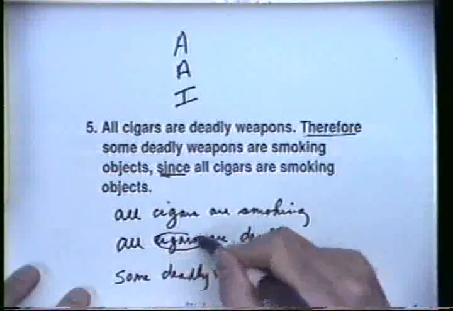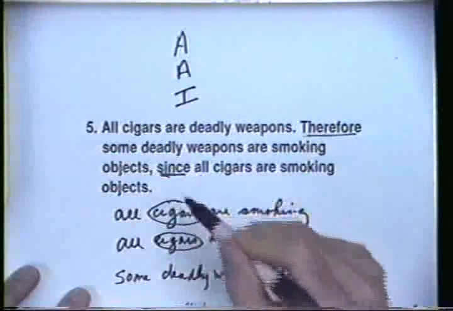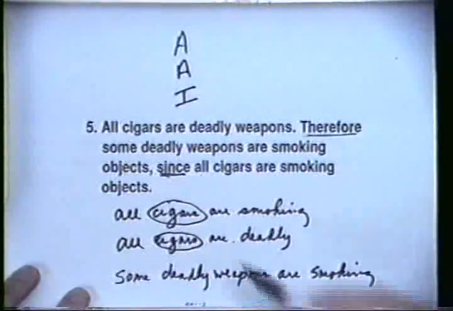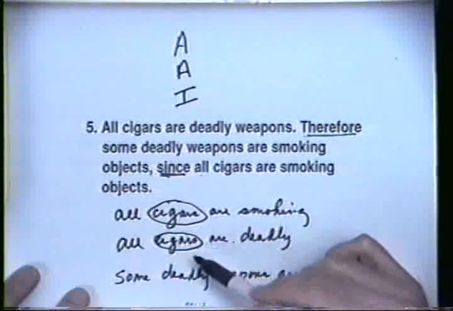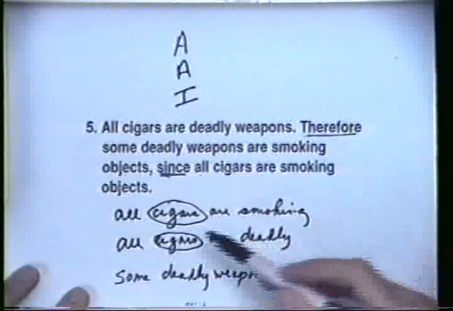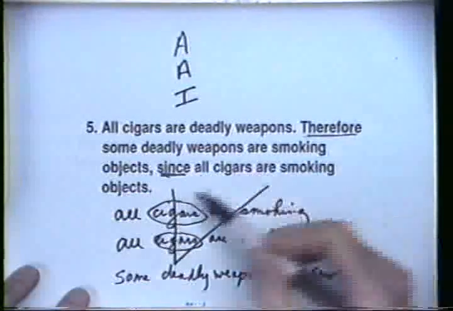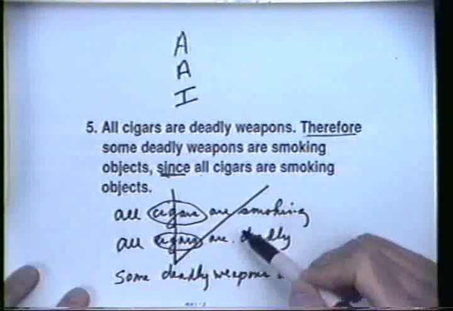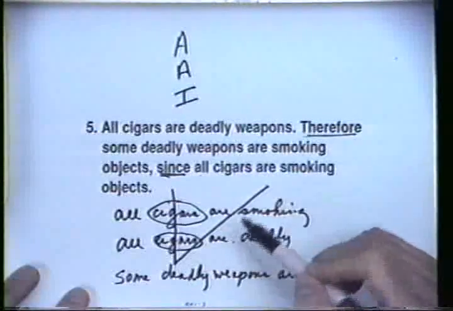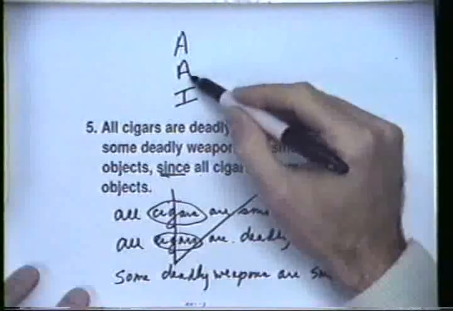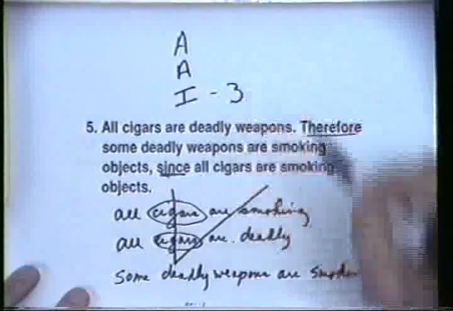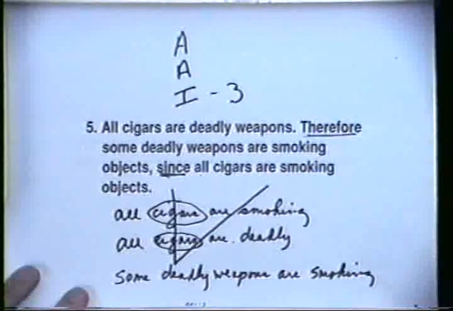Cigars is our middle term, and you'll notice that it occurs in the subject position in both of the premises. That figure is figure 3, you'll recall. It's like the short part of the right-hand collar. And so AII3 is the correct answer for 5.